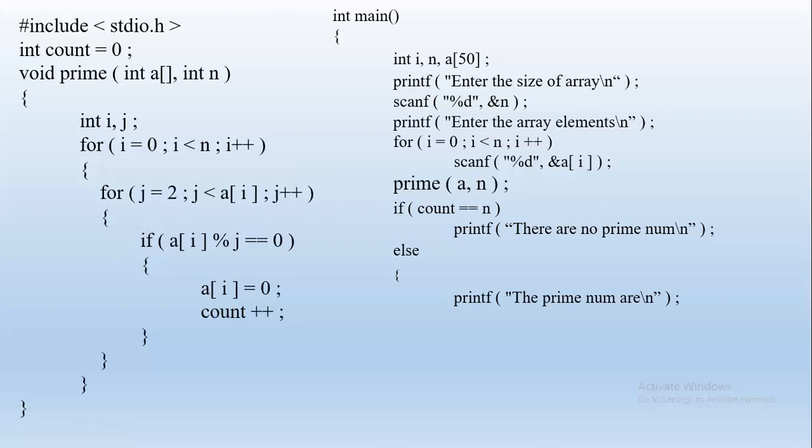What happened to the array here? It was 3, 4, 5. 4 was non-prime, it got changed to 0. Others are prime, they remain the same. So the array is now 3, 0, and 5. As per our problem statement, we have to print only prime numbers. We should not print that second number, which is 0. It was a non-prime number.